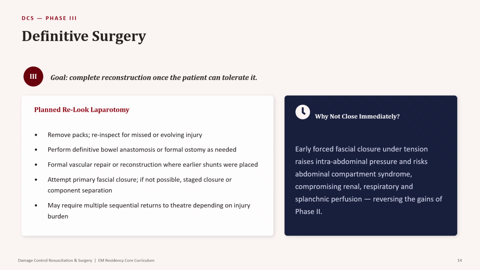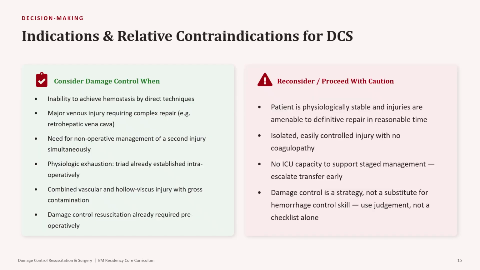The question is, why not close the fascial planes immediately? Early forced fascial closure under tension raises intra-abdominal pressure and risks abdominal compartment syndrome, compromising renal, respiratory, and splanchnic perfusion, reversing the gains of phase 2. So you don't go for forced closure. Only when closure is possible, you will close. That's why the patient might need multiple returns to the OR.